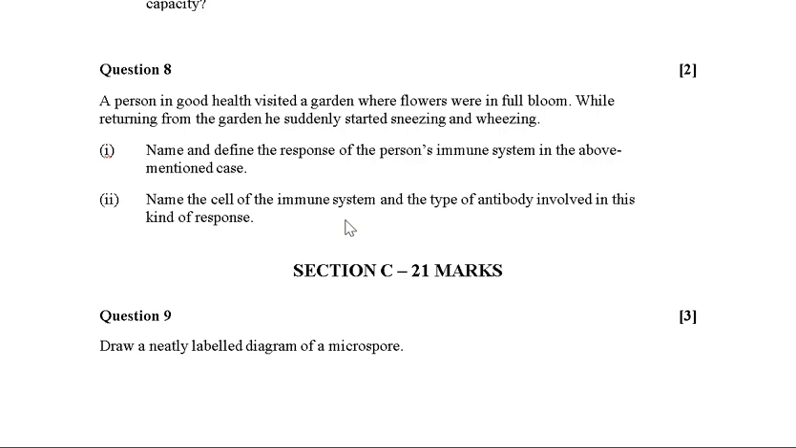Now the other question they asked along with this: the type of antibody involved in this kind of response. This response is mainly shown for allergic reaction. So during the allergic reaction, the type of antibody mainly involved here is IgE, immunoglobulin E. So the type of antibody involved in this kind of response is IgE.